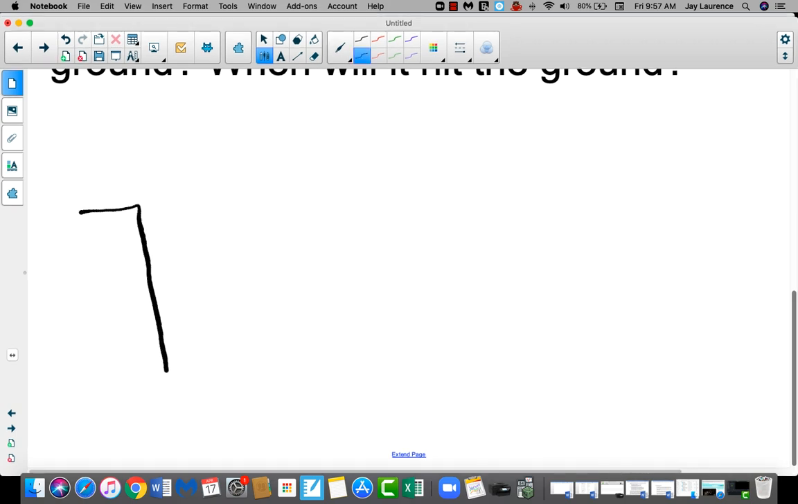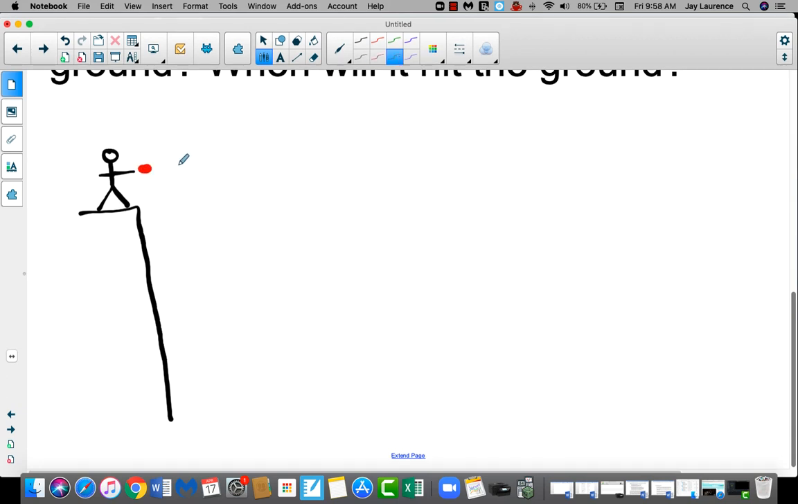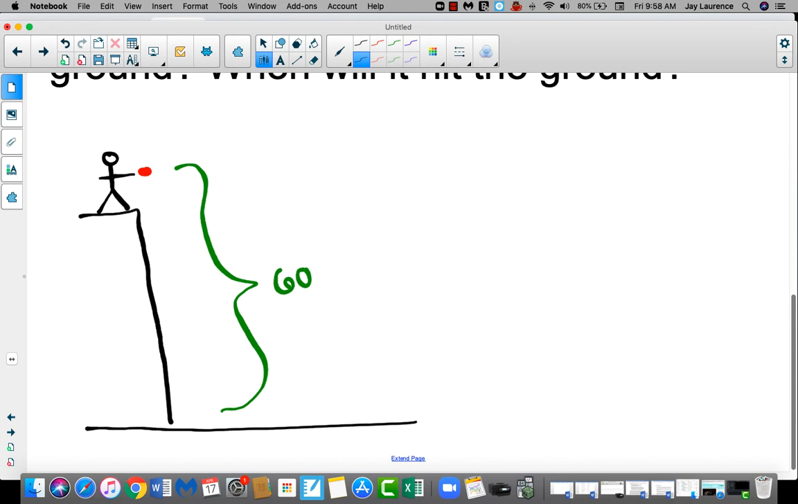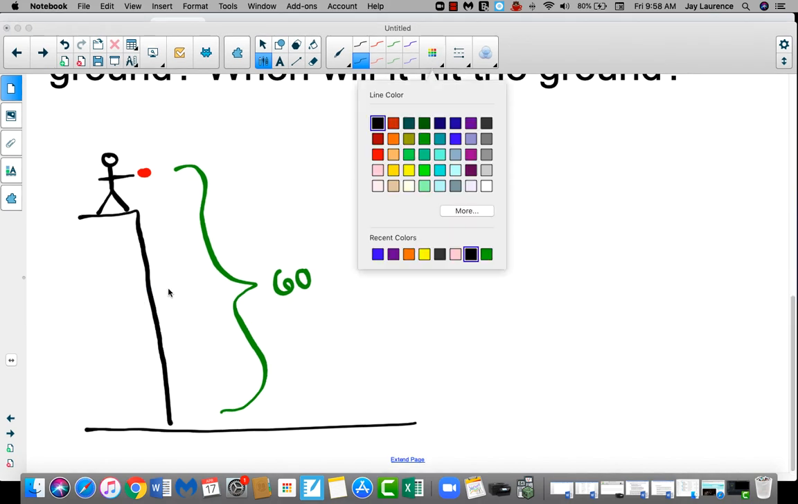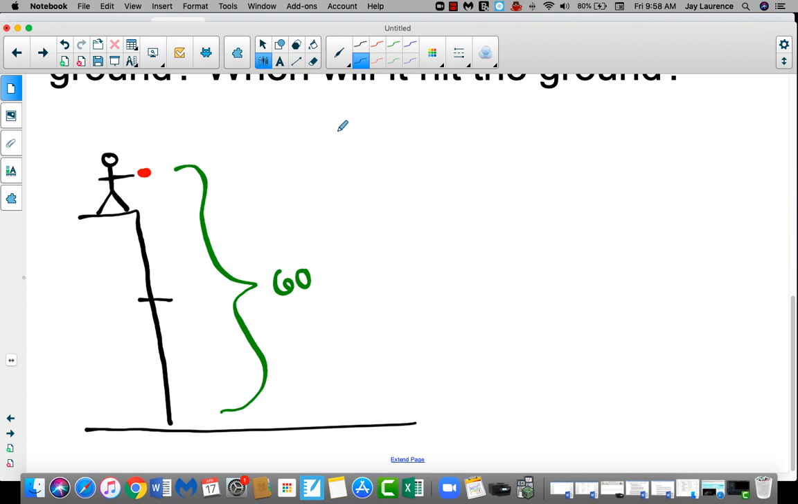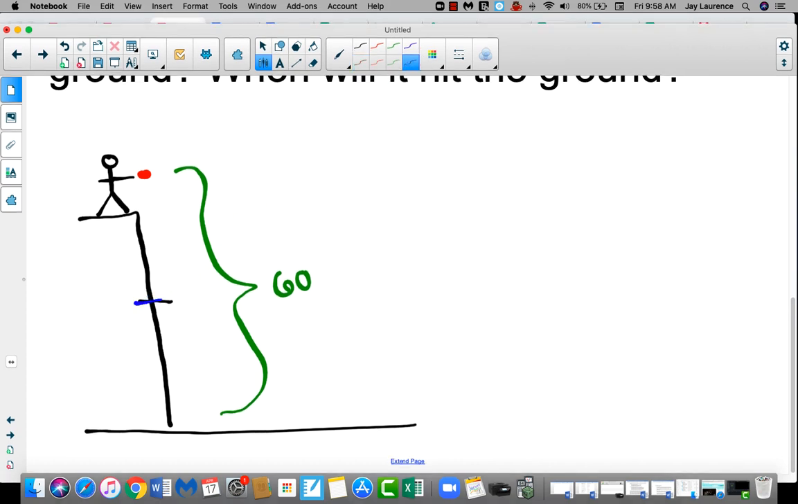Here we've got a person standing, holding a ball, and we know that this distance here is 60 feet. That's the distance to the ground. We also know the ball is going to fall straight down. They want to know when the ball will be at 30 feet, which is halfway down, and then of course when it will hit the ground.